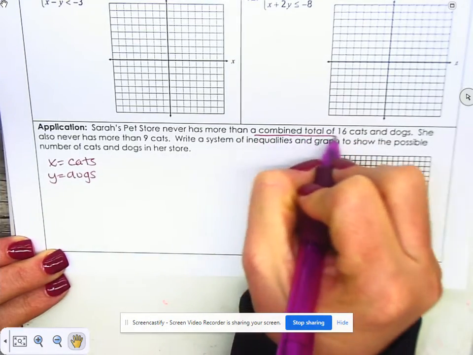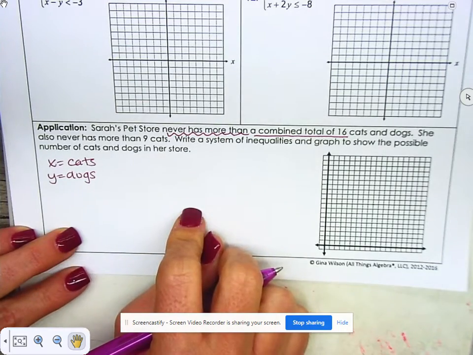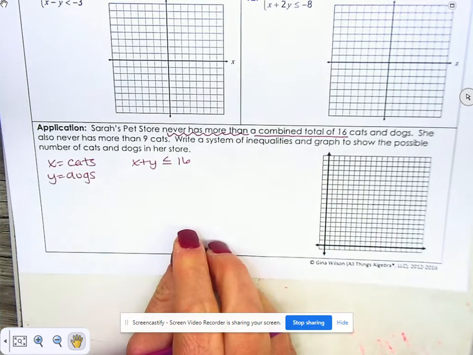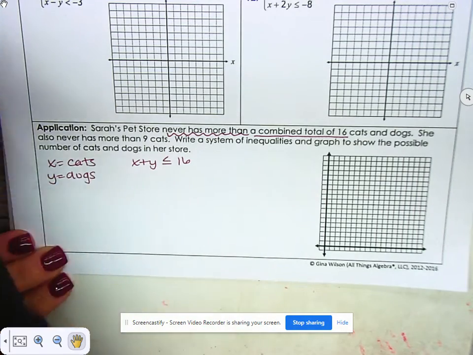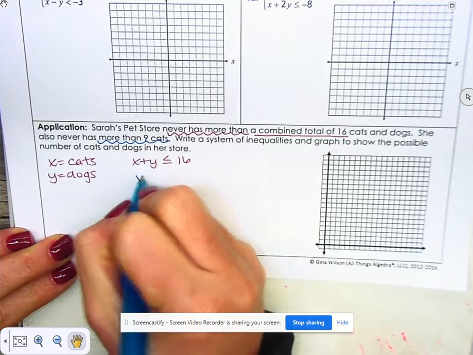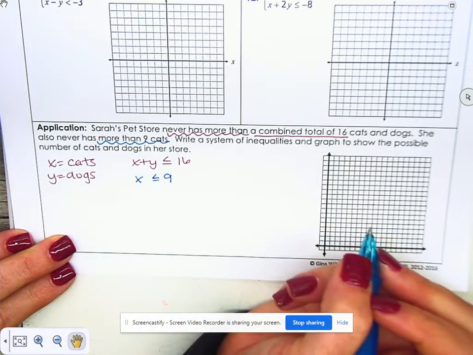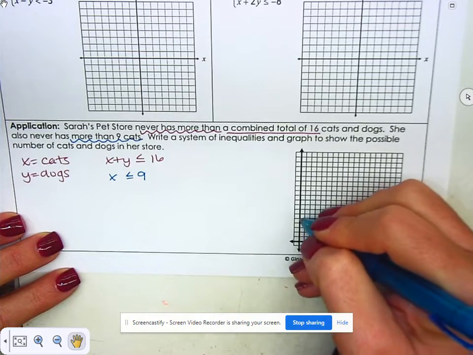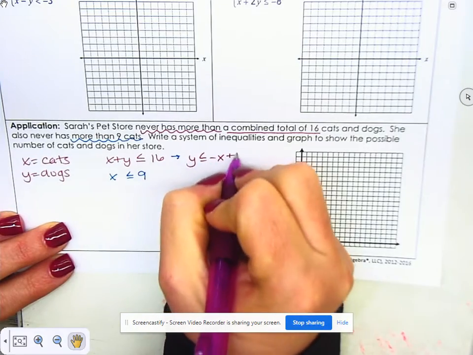So if it says a combined total of 16, never has more than that, that means less than or equal to 16. So we know that X plus Y is going to be less than or equal to 16. Keep reading. She also never has more than 9 cats. Cats is X. So X has to be less than or equal to 9. So they want us to graph this. If I rearrange this one, y'all, move that X over, it's just Y is less than or equal to negative X plus 16.